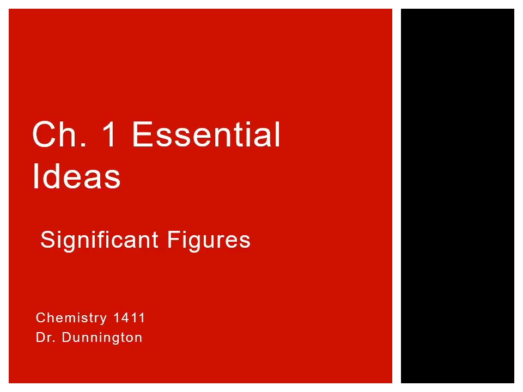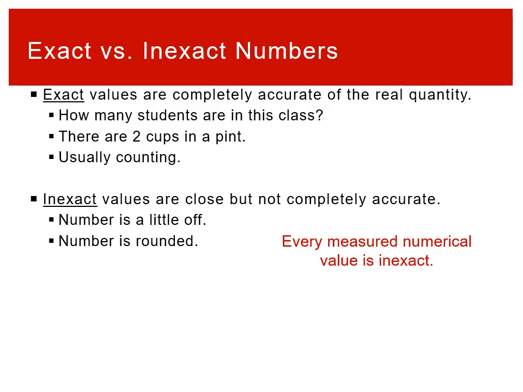Continuing our discussion about quantitative data, I'm going to start talking about significant figures. So when we have a value, a quantitative value that comes out of an experiment or something, it can have one of two classifications. It can be an exact value or an inexact value. As the name implies, exact values are exact. When you write down that number, you are completely describing the real quantity.